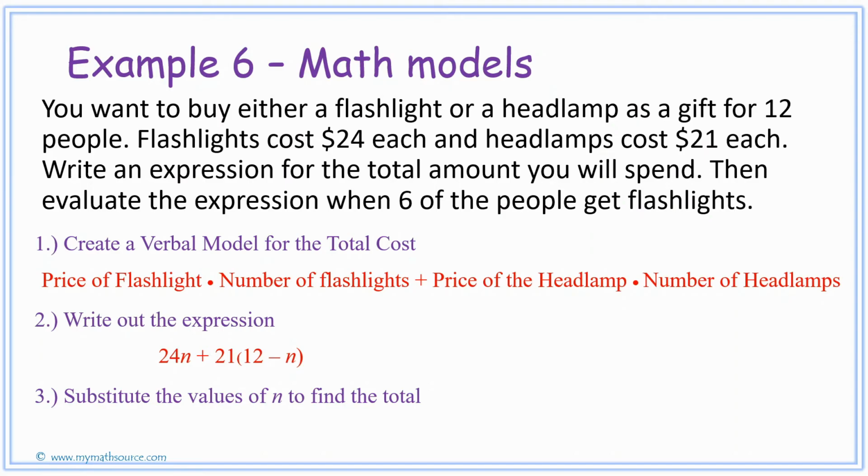So now that I have my expression, there's one last step. The question next is then evaluate the expression when 6 of the people get flashlights. So if I know how many people are getting flashlights, I can substitute in there. And that means I have 24 times 6 plus 21 times the quantity, 12 subtract 6. And 12 subtract 6 will give us 6, sorry. Then you can see that those two items add up to be 12.